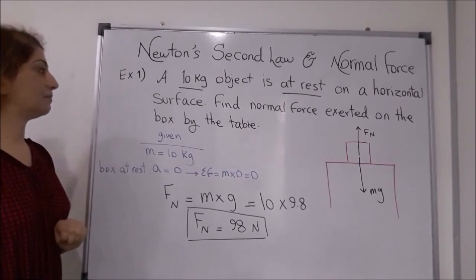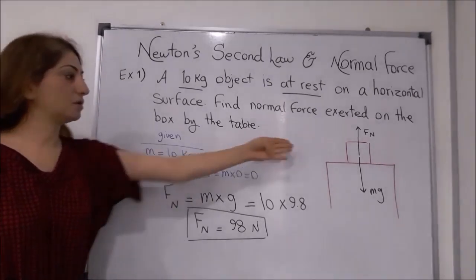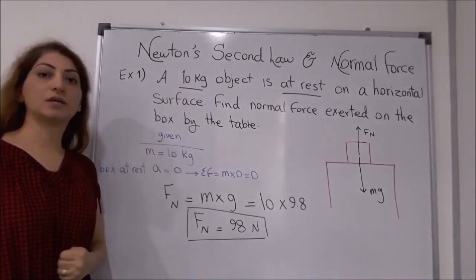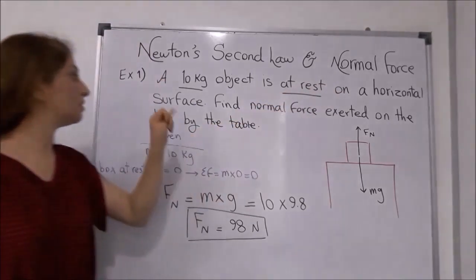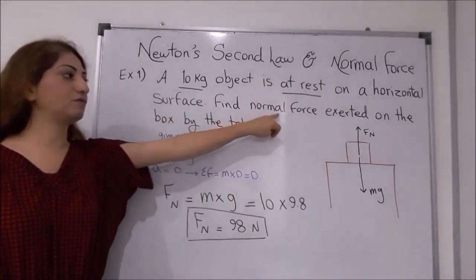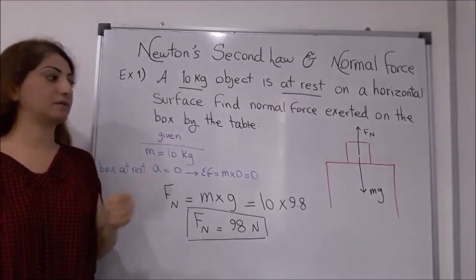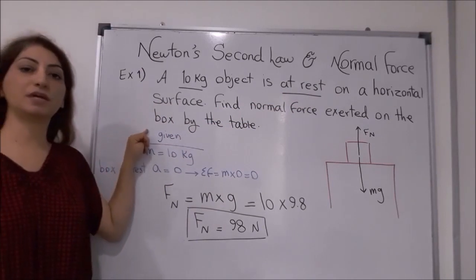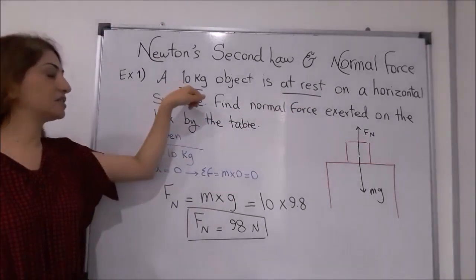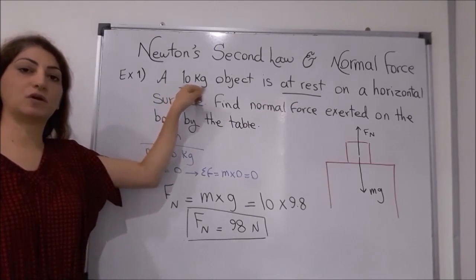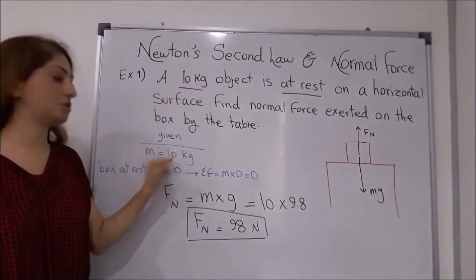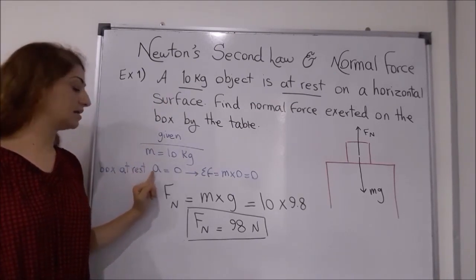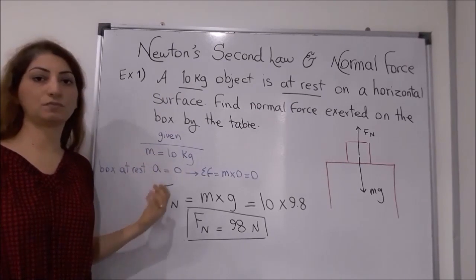Now first, please pay attention to the first question that I have given to you. The first example says that consider we have a box whose mass is 10 kilograms and it is at rest on a horizontal surface. Find the normal force exerted on the box by the table, or the surface of the table. What do we know? Again, we have to write down what is given in the question: the mass of the object, which is 10 kg. The box is at rest. What do we understand from here? We understand that there is no acceleration. Of course, there should not be any net force also.